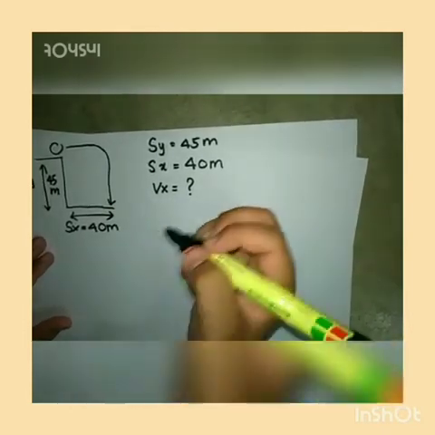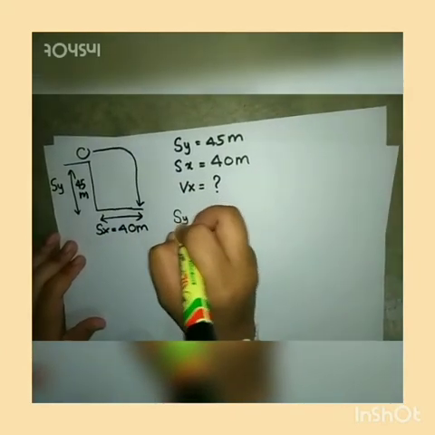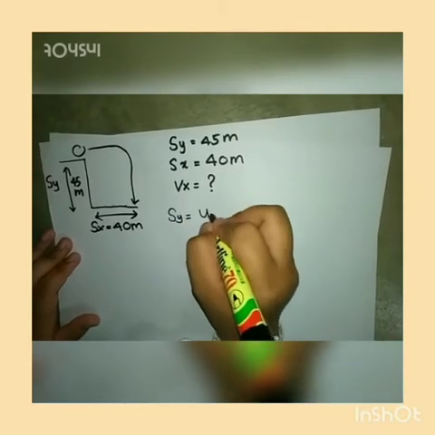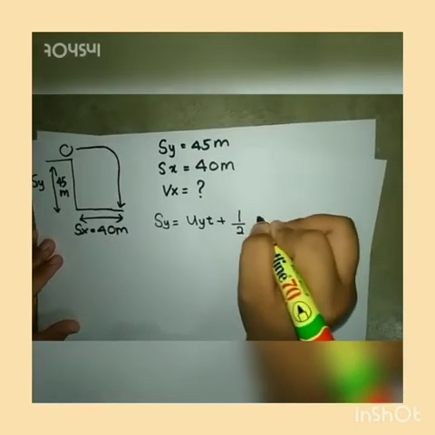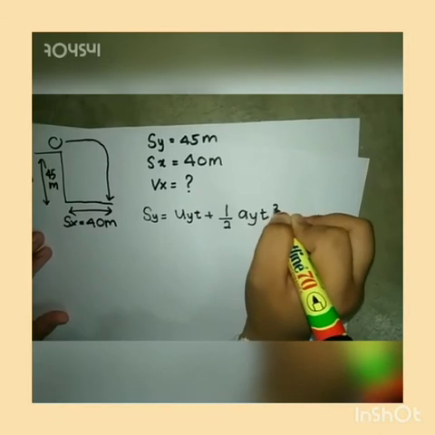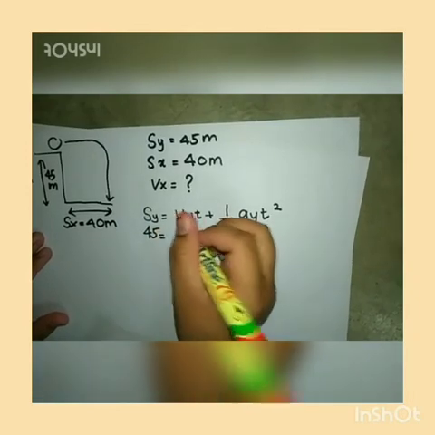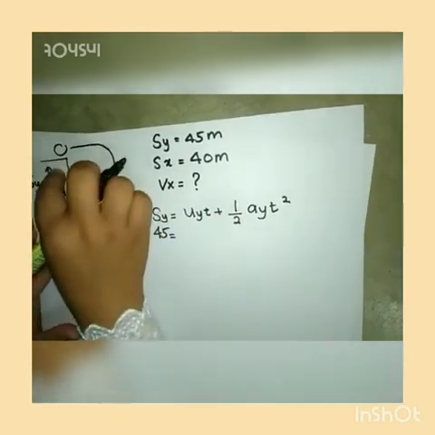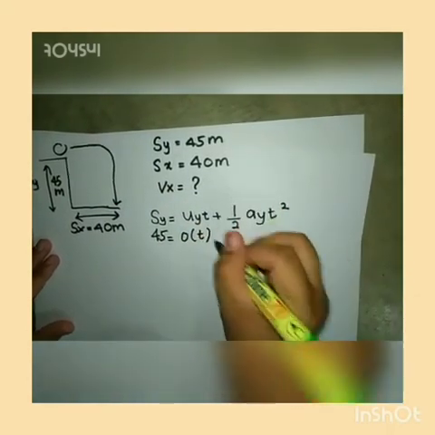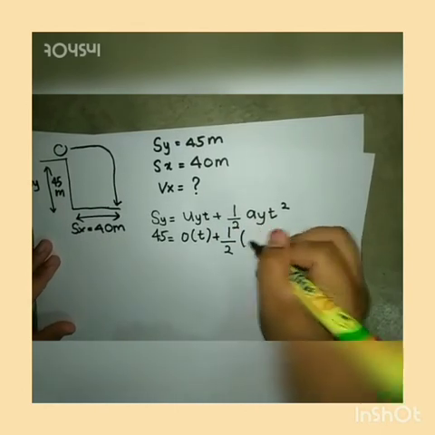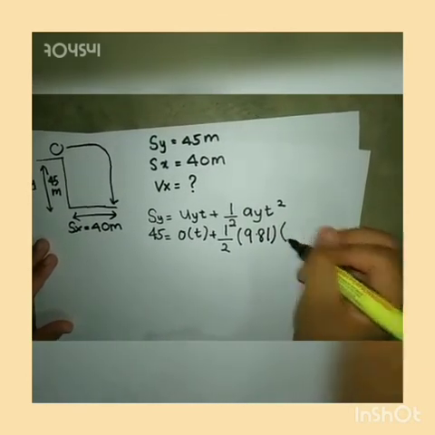So first we must find the time for the ball. We must use the equation for Sy. Sy equals Uy times t plus 1/2 times Ay times t square. Sy we know is 45. Uy, the initial speed for y, is 0, because at first the ball did not move, so 0 times t. Plus 1/2 times 9.81, which is the gravitational acceleration, times t square, where t is what we want to find.